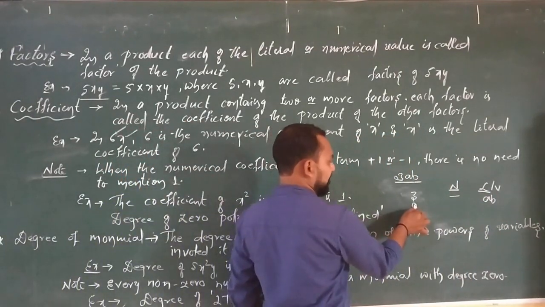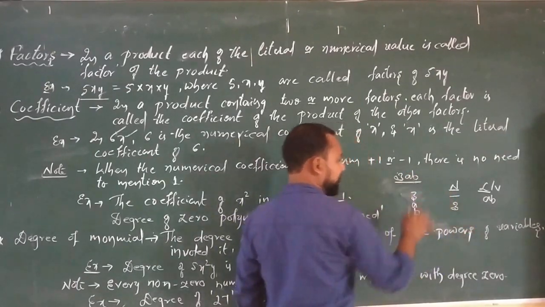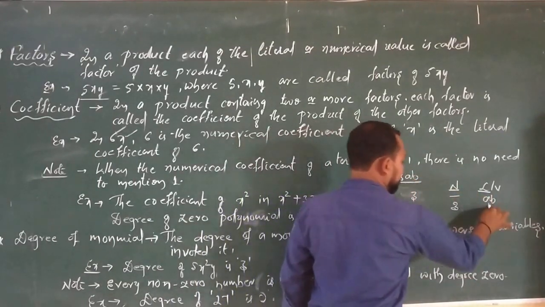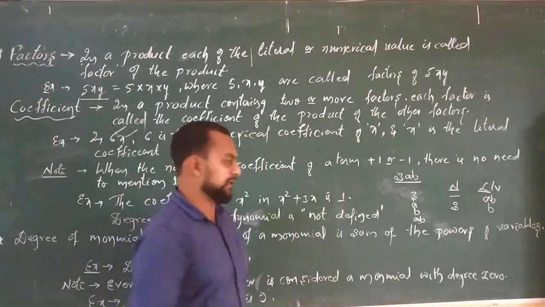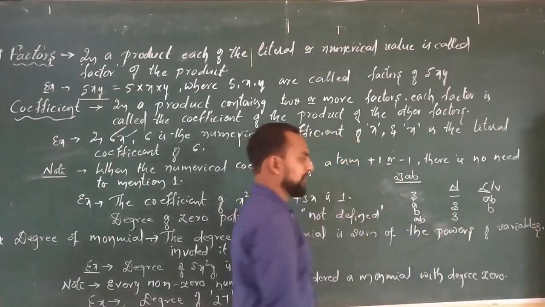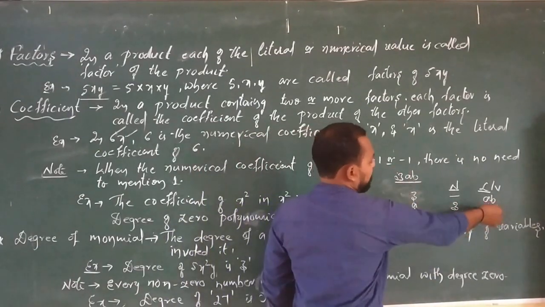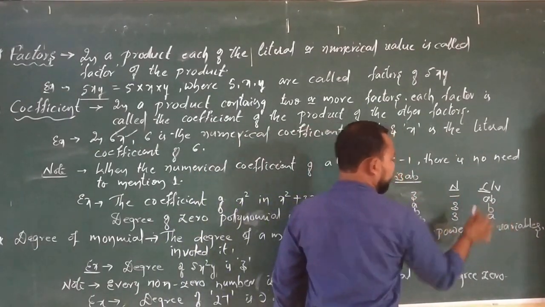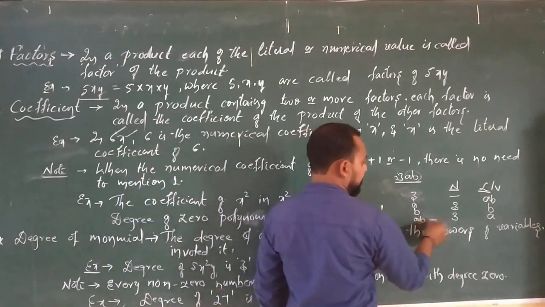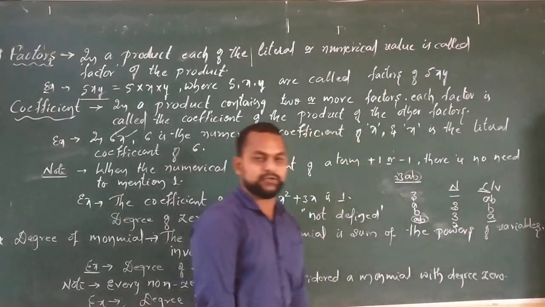Then take a. The numerical coefficient of a is 3. The literal coefficient of a is b. Next take b. The numerical coefficient of b is 3; here 3 is a numerical constant. The literal coefficient of b is a. Next, take ab. The numerical coefficient of ab is 3. There is no literal coefficient of ab.